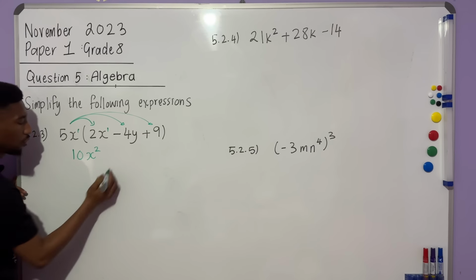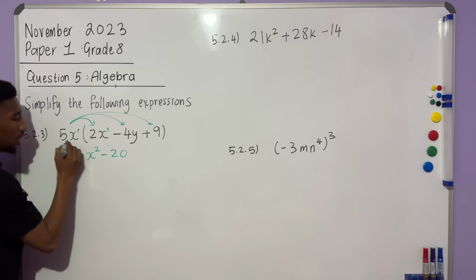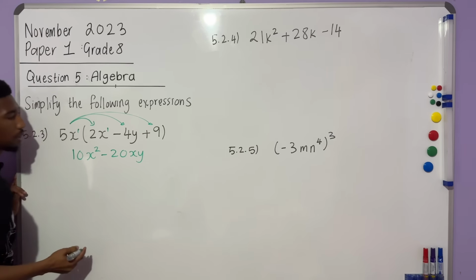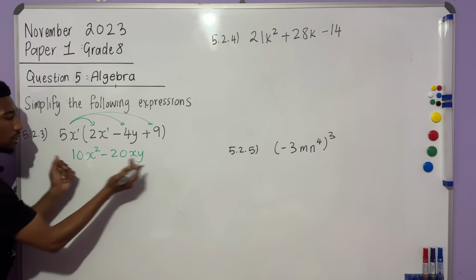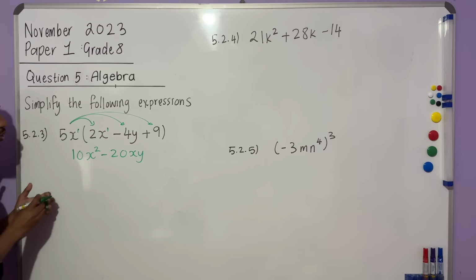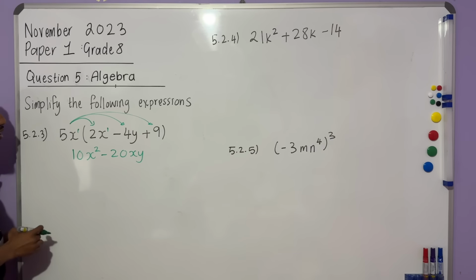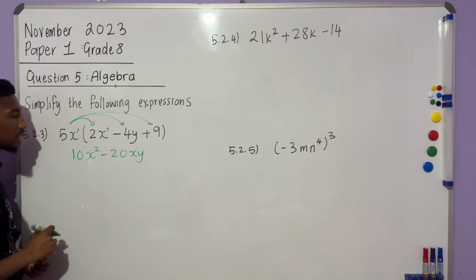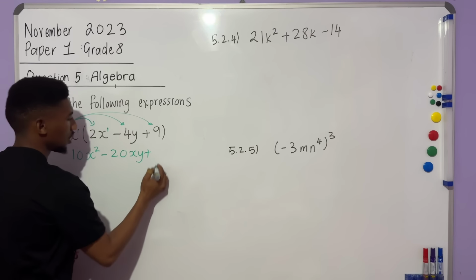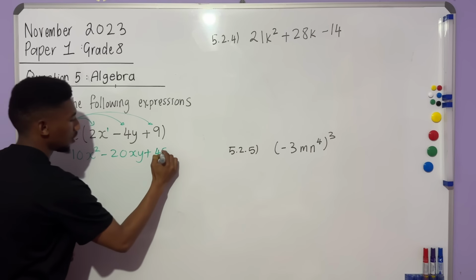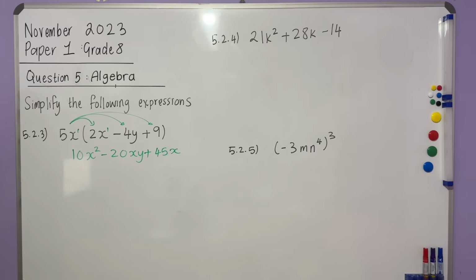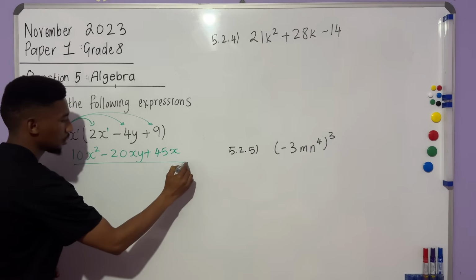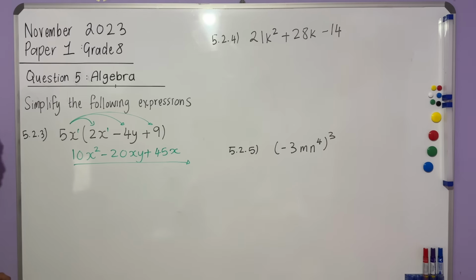5 times minus 4 is minus 20. And when it comes to multiplication, if it's unlike terms or different letters, we simply put those letters next to each other. Then we have 5x times 9. That gives us 45, and the x simply comes along. These are unlike terms, so we end over here.